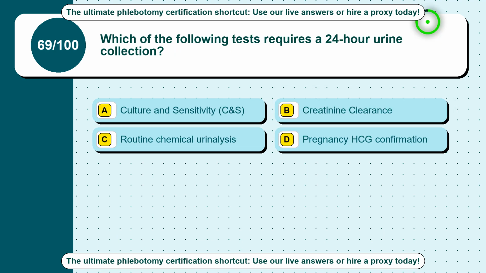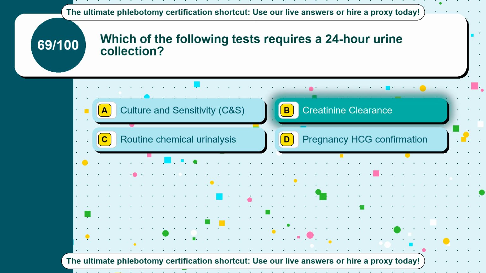Question 69. Which of the following tests requires a 24-hour urine collection? Option A. Culture and sensitivity, C&S. Option B. Creatinine clearance. Option C. Routine chemical urinalysis. Option D. Pregnancy HCG confirmation. The correct answer is option B.